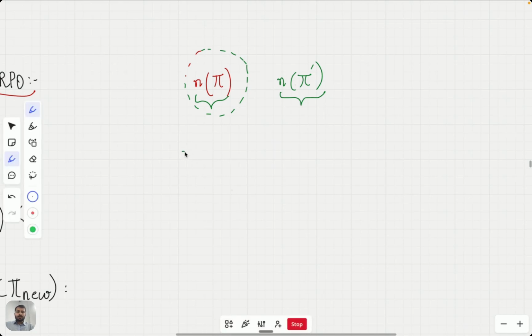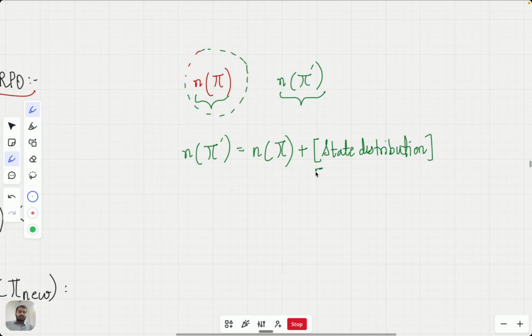So then we saw, okay, η of π dash is the performance which I want to maximize, and it can be written as η of π plus two parameters or two terms. First is the state distribution, and the second is summation over advantages.